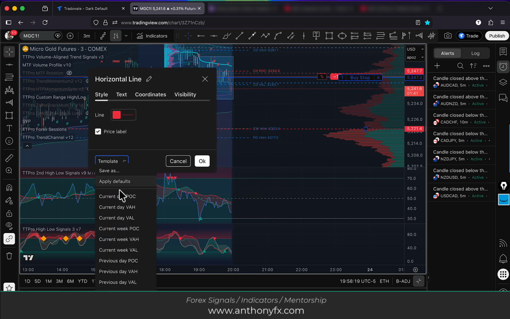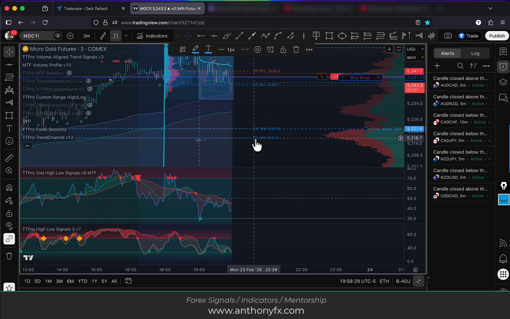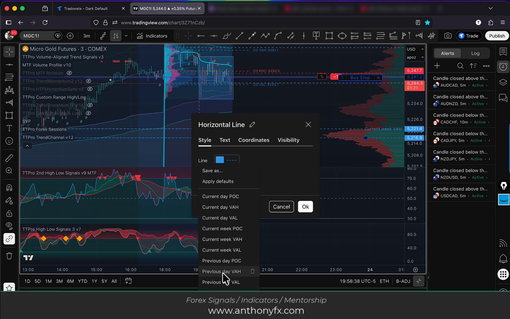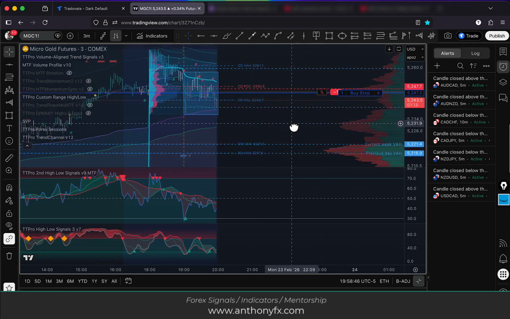Current week volume profile. So current week value area. What is it? VAH, value area high. Current week VAH. Previous day VAH, we can mark that up. All right, PD VAH, previous day VAH. And that coincides with the volume profile down in here. What else have we got?